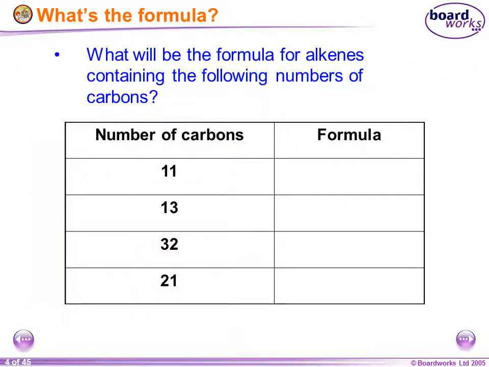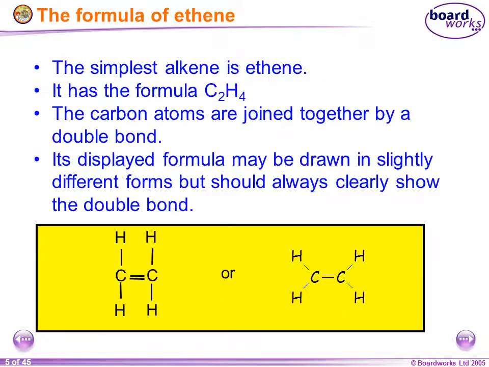Pretty simple. So, what will the formula for alkenes containing the following numbers of carbons be? Well, pretty simple. C is 11, so H is 2 times 11, 22. And here are the rest of them.